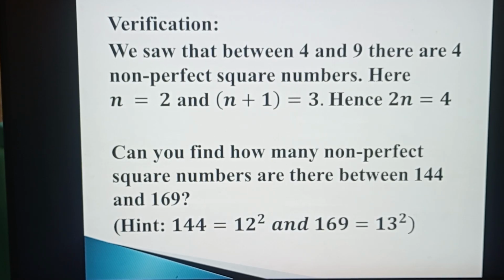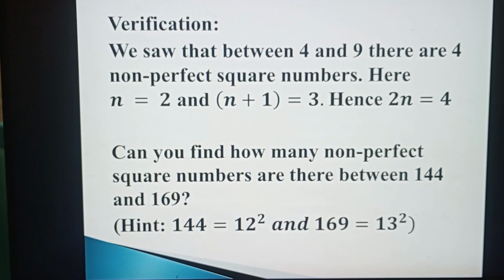Let us verify this. We saw that between 4 and 9 there are 4 non-perfect square numbers. Here n is equal to 2 and n plus 1 is equal to 3. Hence 2n is equal to 4.